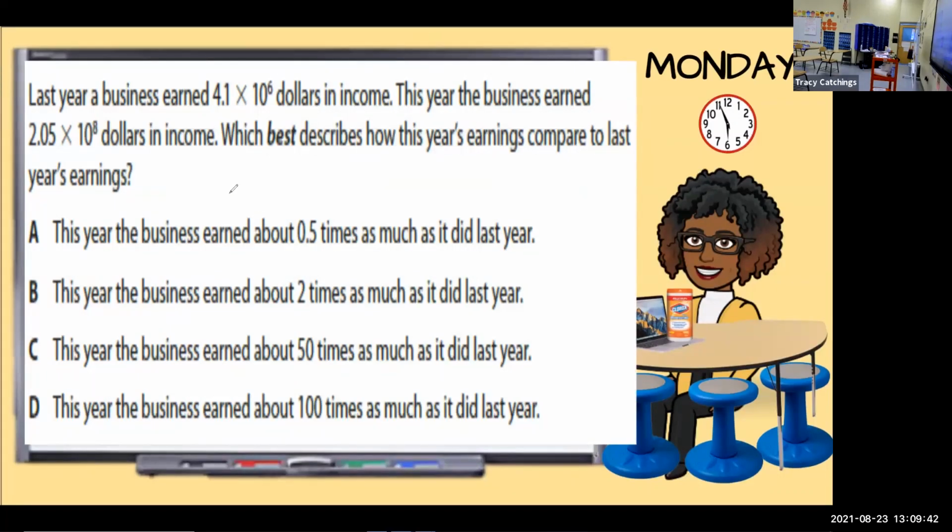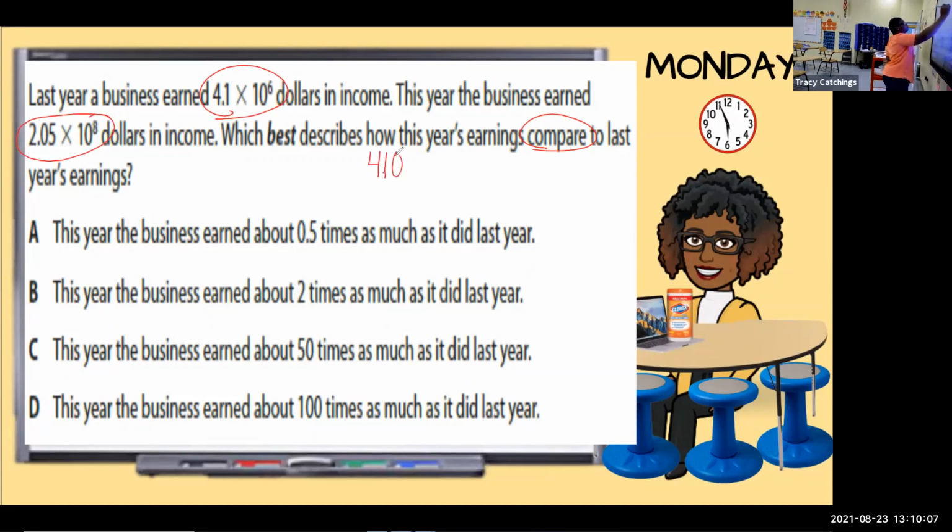All right, this one says last year a business earned 4.1 times 10 to the 6 dollars in income. This year the business earned 2.05 times 10 to the 8 dollars in income. Which best describes how this year's earnings compared to last year? All right, once again, we're doing some comparison. So it would be best to go ahead and write out those numbers.